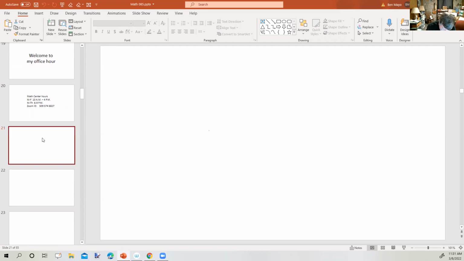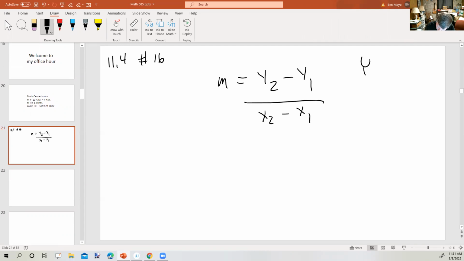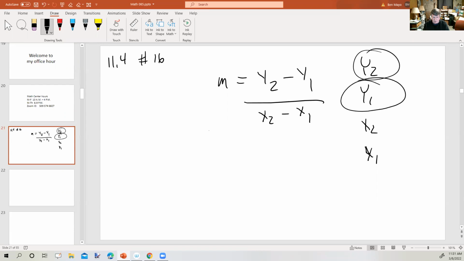And this is from section 11.4, number 16. Before we take a look at it, I want to ask you something. The slope formula says m equals y sub 2 minus y sub 1 over x sub 2 minus x sub 1. What do all those little subscripts mean? In other words, is y sub 2 the same thing as y sub 1, or are they different? Well, they're different. They refer to different coordinates of different points, don't they? So the subscripts make a difference in something, right?